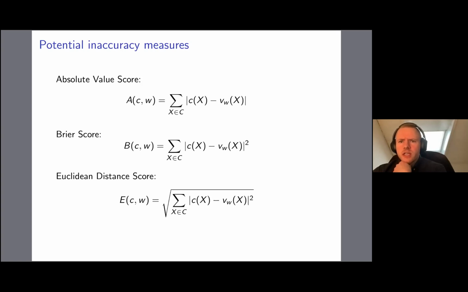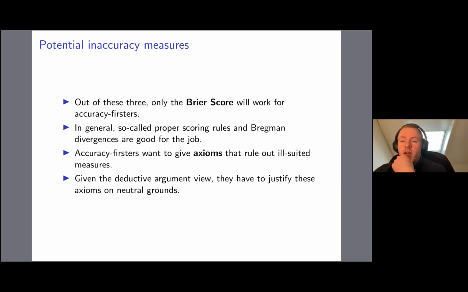Interestingly, out of these three, only the Brier score will verify the desired theorems, will verify that adherence to the Bayesian norms promotes accuracy. The Brier score is not the only measure that does this. It belongs to the so-called proper scoring rules or Bregman divergences, and these are classes of inaccuracy measures that are good for the job, for the interest of the accuracy firsters.